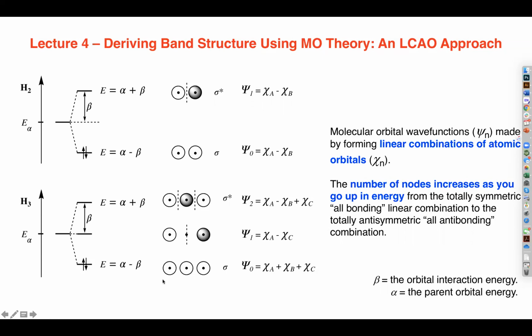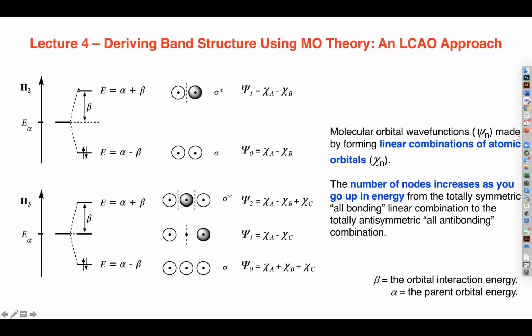And you get wave functions, psi 0 and psi 1. There's a typo here. The bottom one should be the 1s function for hydrogen A plus the 1s function for hydrogen B. And psi 1, the antibonding orbital, should be A minus B.